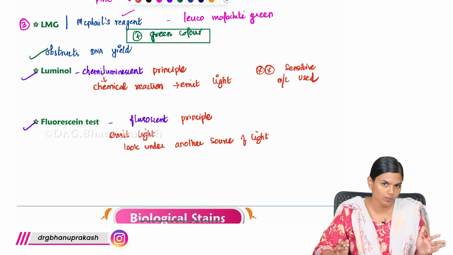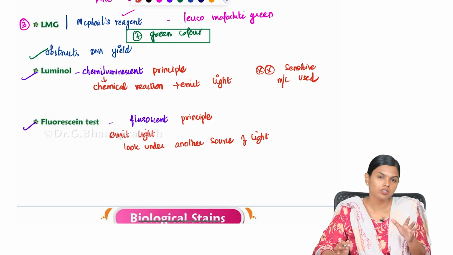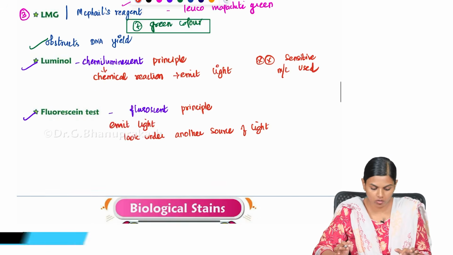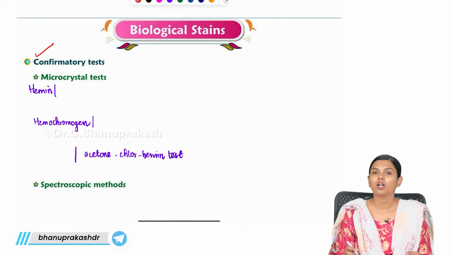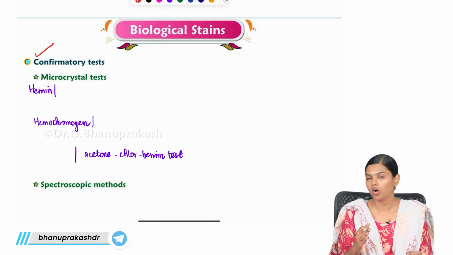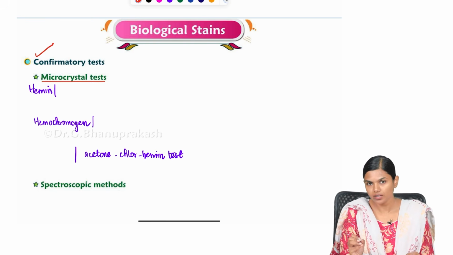So, we are done with the presumptive test. We are getting positive reaction. Now, we should subject that positive reaction to another test, that is confirmatory test. To confirm whether it is actually blood or not, we have to do this test. So, first is microcrystal test. This is one confirmatory test.